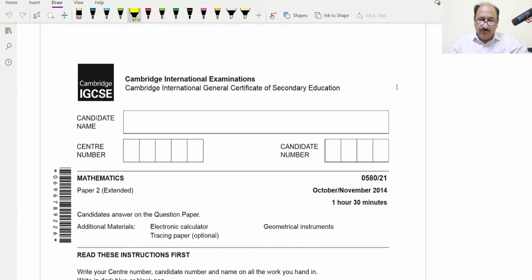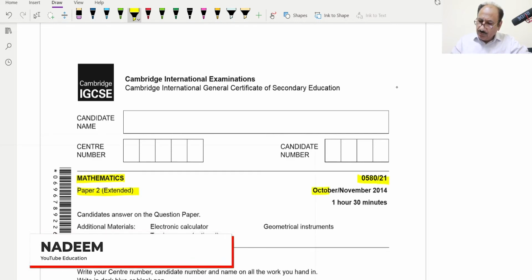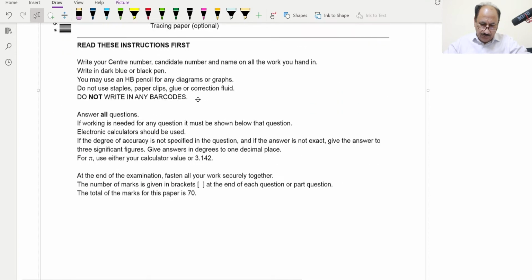Hello everyone, today we'll be going through IGCSE Cambridge Mathematics Paper 2 Extended 0580 Paper 21 October-November 2014. Let us move to question number 1.